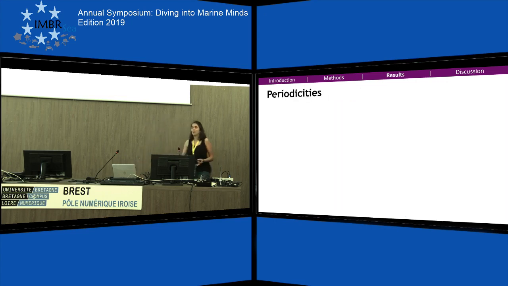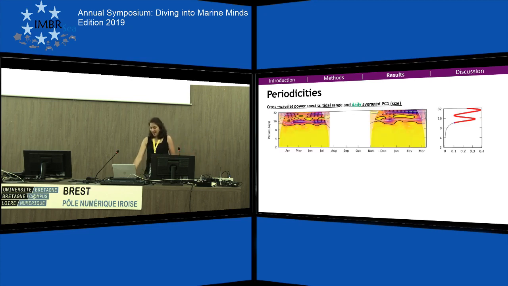So that was the first part of my analysis. The second part was to look into periodicities. So here's the graph. I'm going to explain it, even if it looks complicated. You have the time on the x-axis, and you have the periodicity on the y-axis. So it goes from 2 days periodicity to 32 days periodicity.